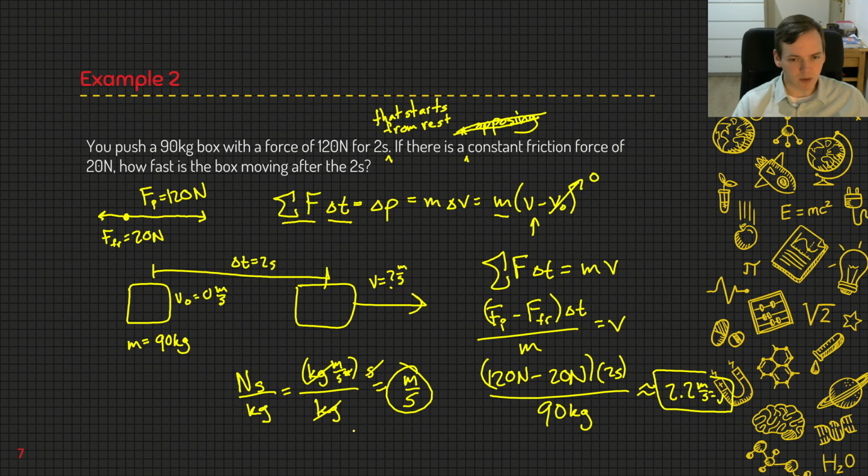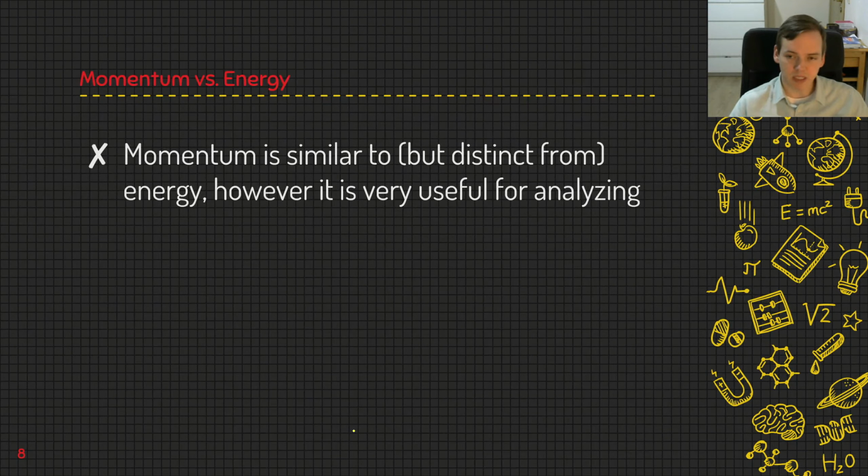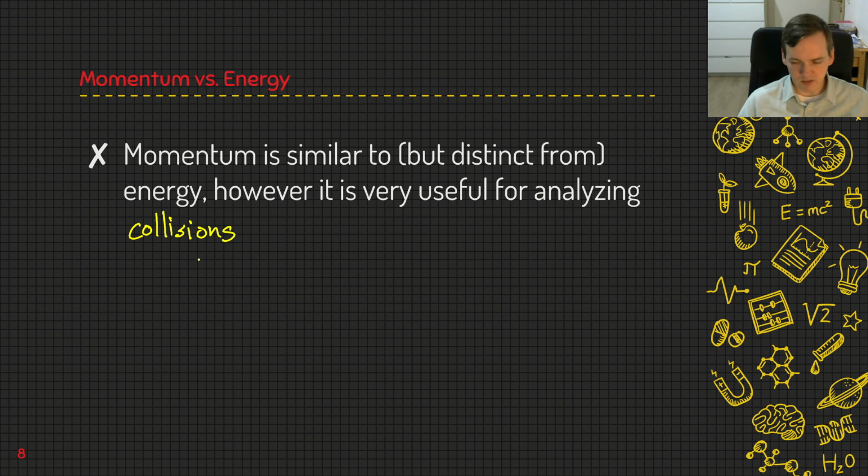The last thing that I want to say is momentum is similar to, but distinct from energy, but it's very useful for analyzing collisions. We haven't talked about energy yet in this video or in this unit, but just know that momentum and energy are different. When we talk about energy, we'll draw that difference out, but don't confuse the two. If we're talking about collisions, things that are moving like this, we're talking about momentum.